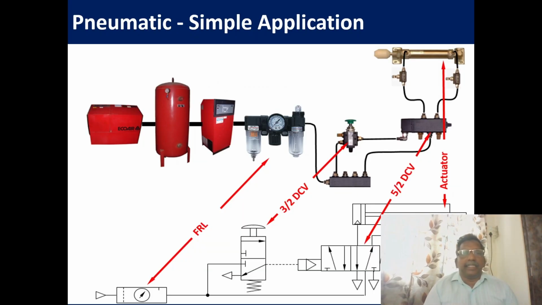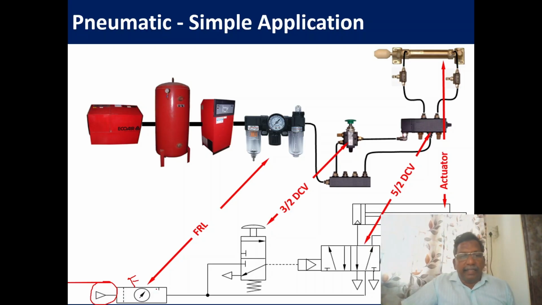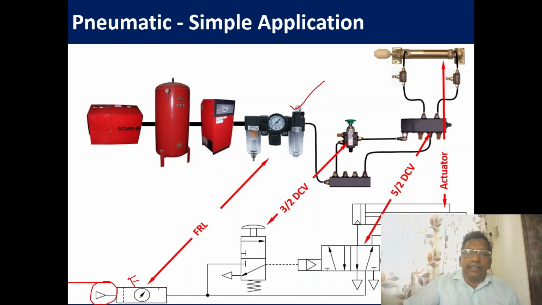Okay, so this is a simple schematic diagram or pictorial view of a pneumatic system. It's a symbolic representation. You can see a compressor, then we have an FRL unit. This is a pressure gauge, lubrication and filter. Then we have a 3 by 2 DCV. So this is the FRL unit.